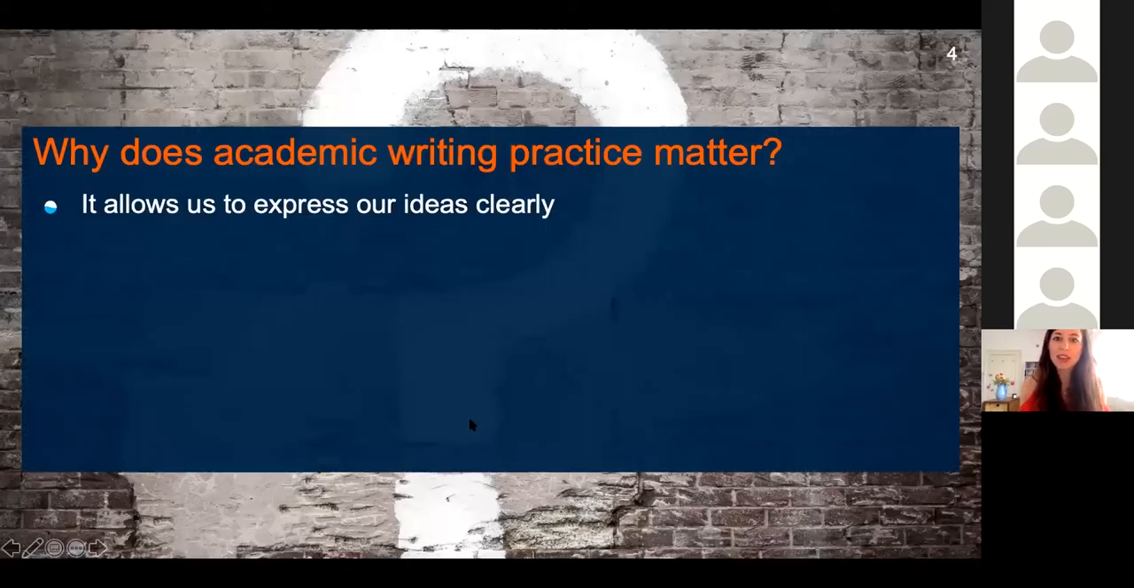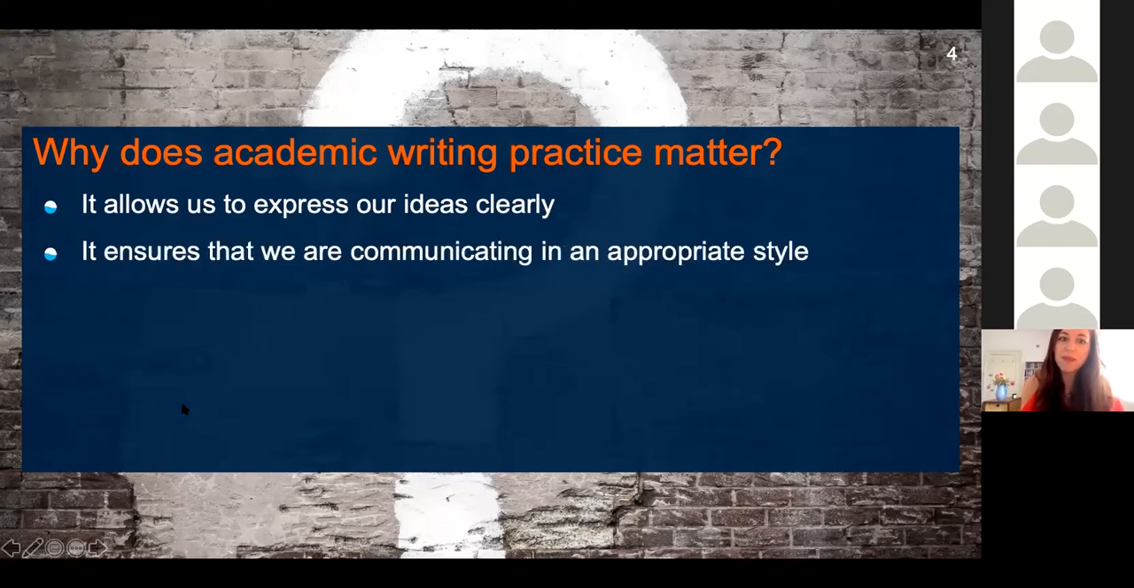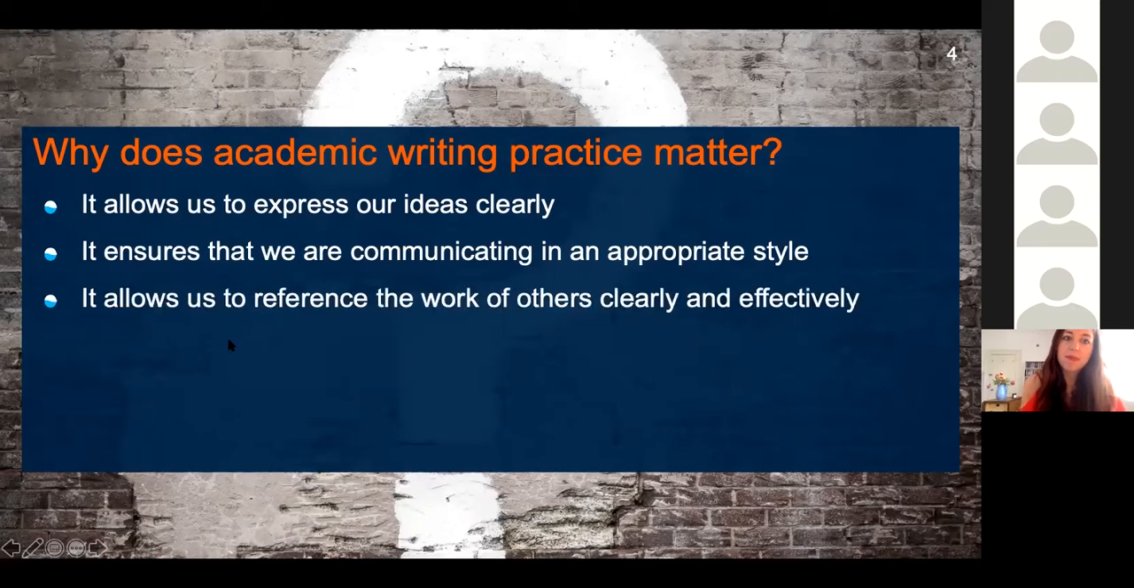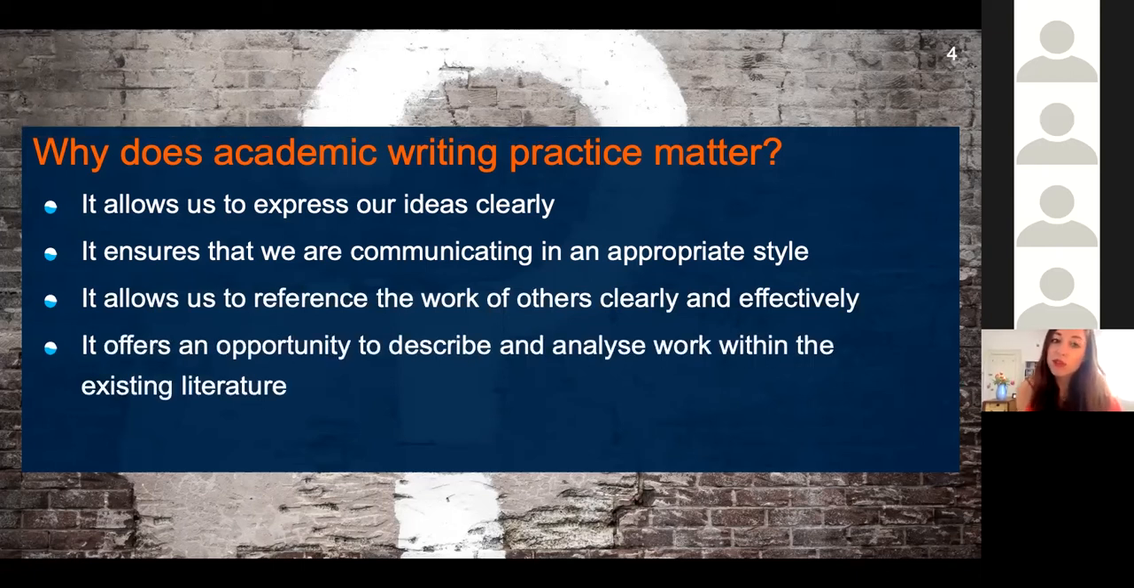Why does academic writing practice matter? Well, you might have your own opinions on this, and you can also add them into the chat box. Essentially, I would say it allows us to express our ideas clearly, ensures that we're communicating in an appropriate style, allows us to reference the work of others clearly and effectively, and offers an opportunity to describe and analyze work within the existing literature.